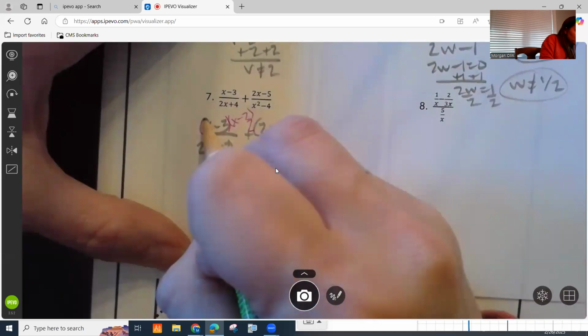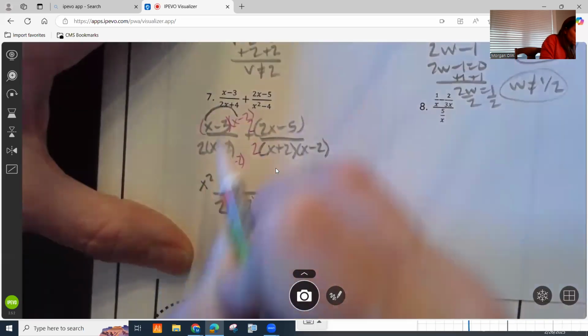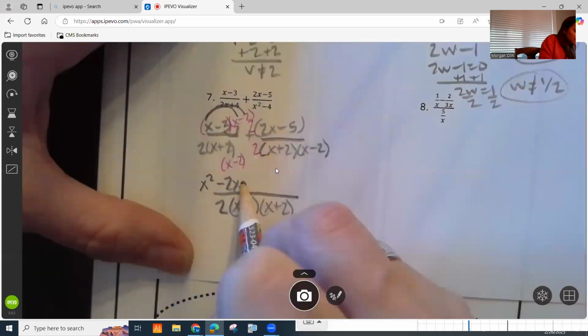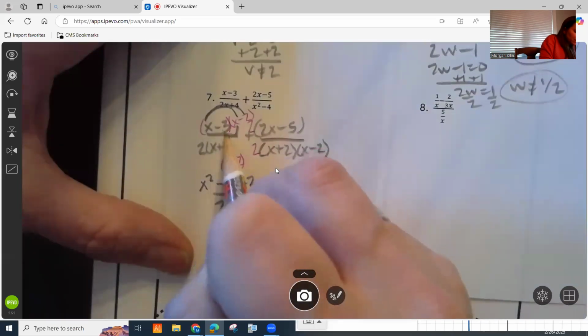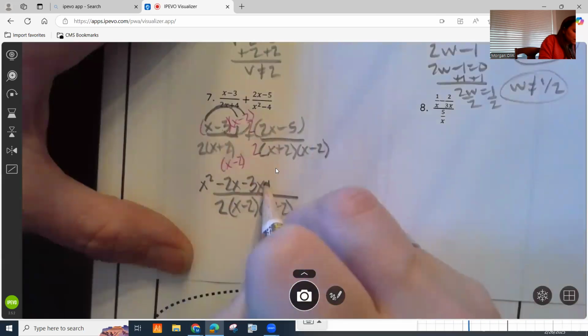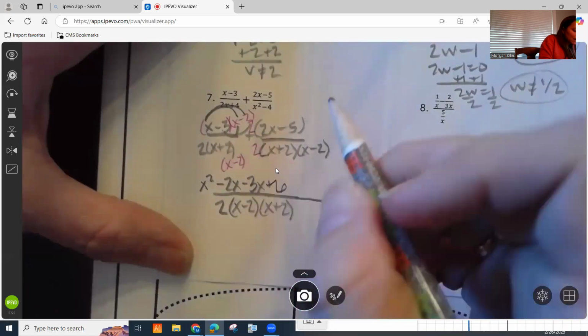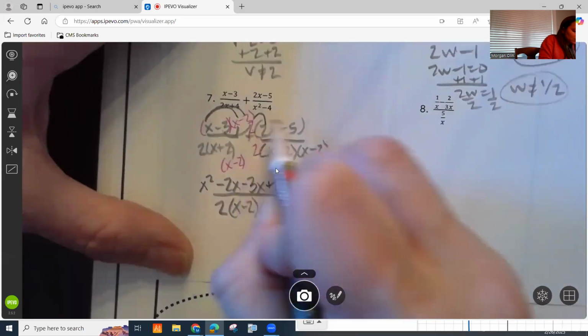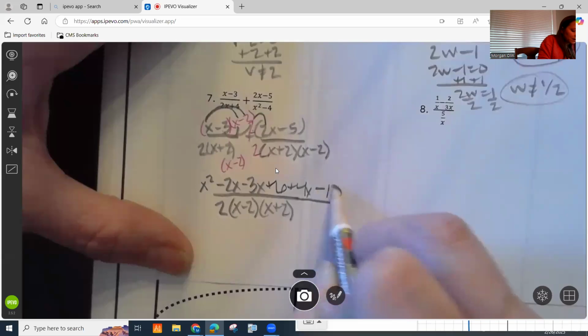Now here, I'm going to have to distribute. X times x is x squared. X times negative 2 is negative 2x. Negative 3 times x is negative 3x. And negative 3 times negative 2 is a positive 6. Now here, I just need to multiply by 2. 2 times 2x is 4x. 2 times negative 5 is negative 10.